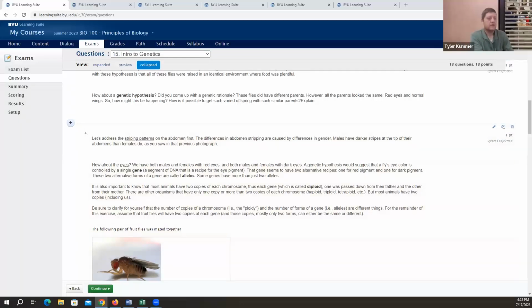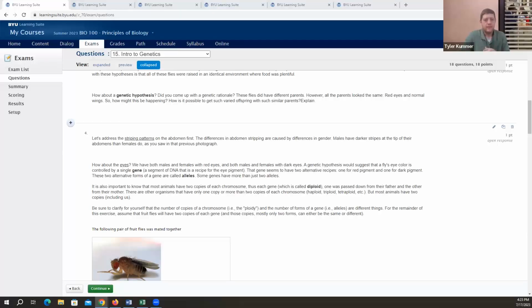So we have phenotype, which is the physical appearance, right? The dominant physical appearance or the recessive physical appearance. Then I have genotype, where I can be homozygous dominant because I have two of the dominant alleles, heterozygous because I have one of each, or homozygous recessive because I have two of the recessive alleles. So we want to be familiar with that terminology.